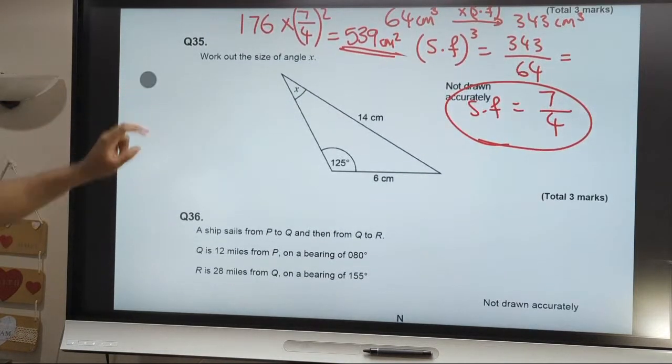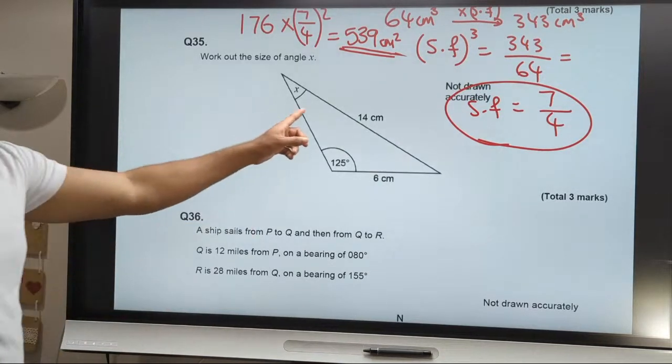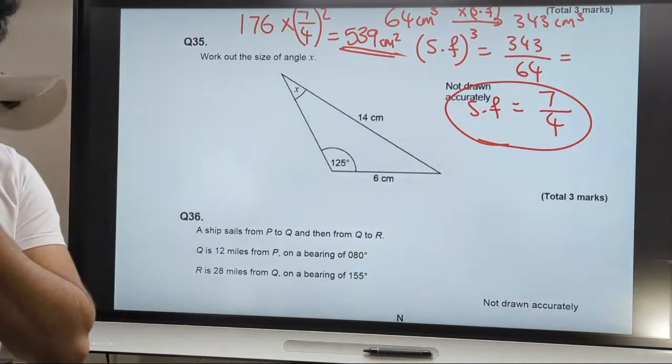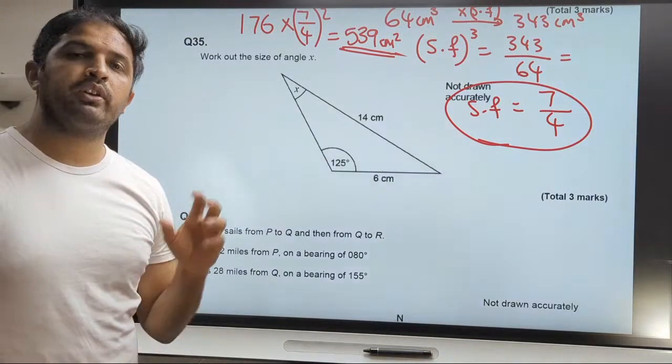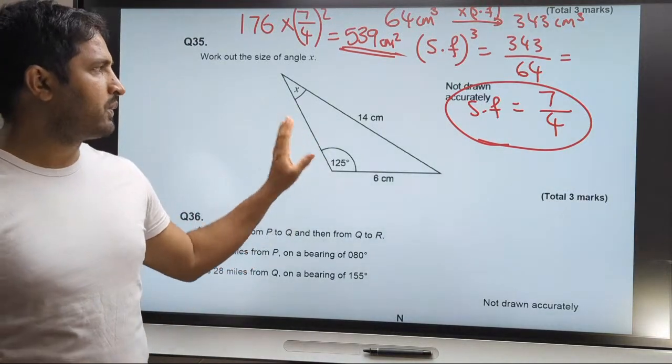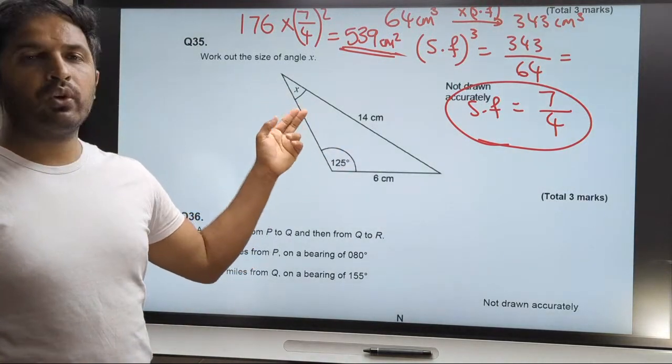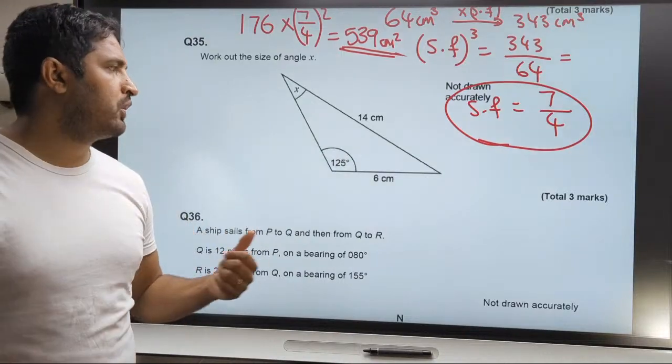Question 35. Size of the angle X. Now that's not a right angle triangle, so we can't use SOHCAHTOA, okay? Trigonometry with the SOHCAHTOA. If I have to work with this one here, then I would be using either sine rule or cosine rule.